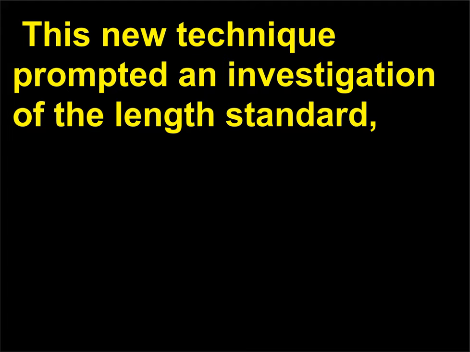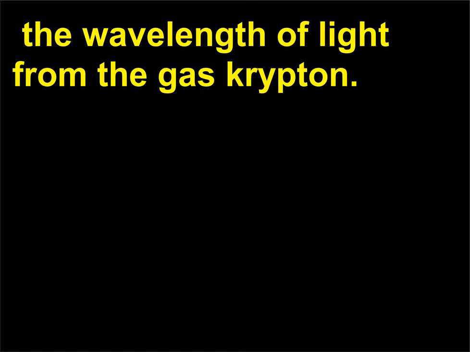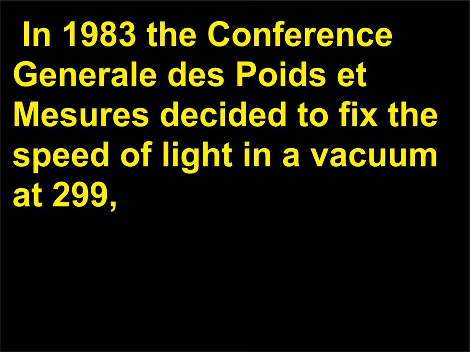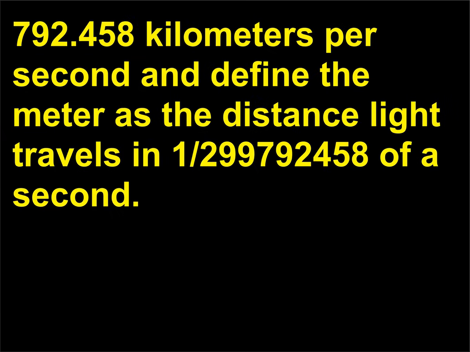This new technique prompted an investigation of the length standard, the wavelength of light from the gas krypton. The new techniques discovered that the standard was fuzzy and had to be replaced. In 1983, the Conférence Générale des Poids et Mesures decided to fix the speed of light in a vacuum at 299,792.458 kilometers per second and define the meter as the distance light travels in 1/299,792,458 of a second.